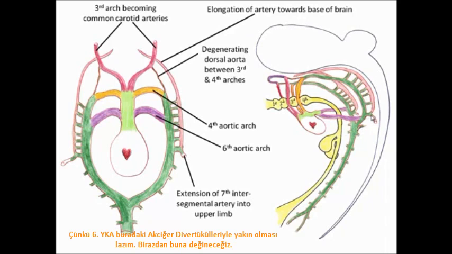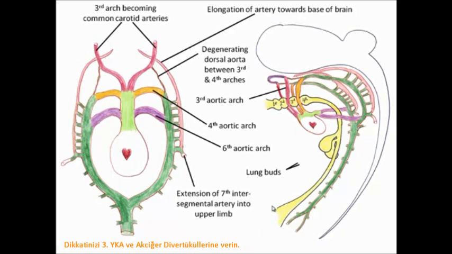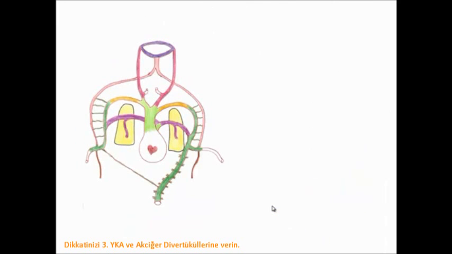And the fact that it's closer to these lung buds is very important, and we'll get to that in just a moment. Right here's the seventh intersegmental branch, and if we were to travel outside the embryo, we'd probably see the limb bud growing out at about this point. Third arch and the lung buds are important to pay attention to right here. All right, now it starts to get a little wacky.